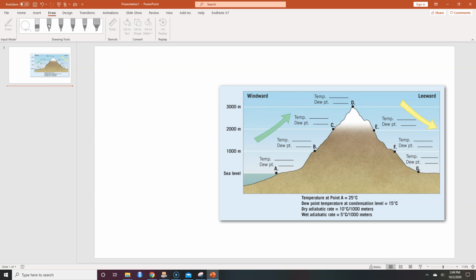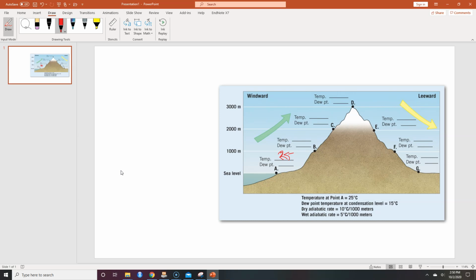Some of the initial information down here is that the temperature is 25 at position A, so that's right through here, so that's our sea level temperature. And then the temperature at the condensation point is 15. Whenever you look at this, you're saying, alright, under what conditions will I get this? So right here we have 25, and that's really what we're given.